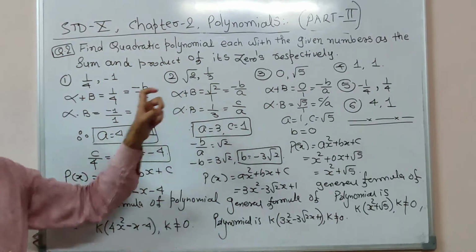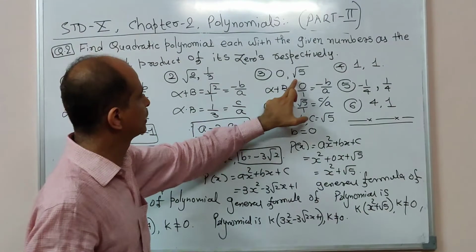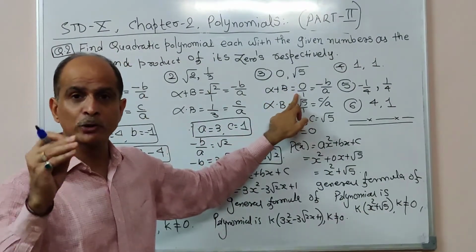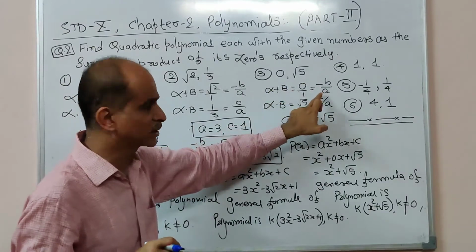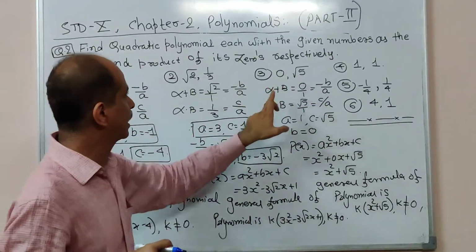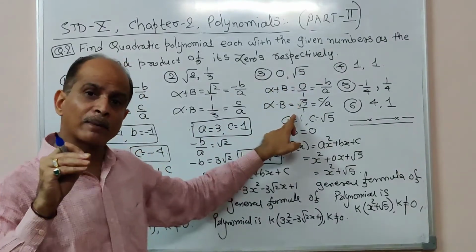Let me explain that example. Here, alpha plus beta is equal to 0, so you can write 0 by 1. And you know alpha plus beta is equal to minus b by a. Similarly, alpha into beta is equal to under root 5. You can write under root 5 by 1.